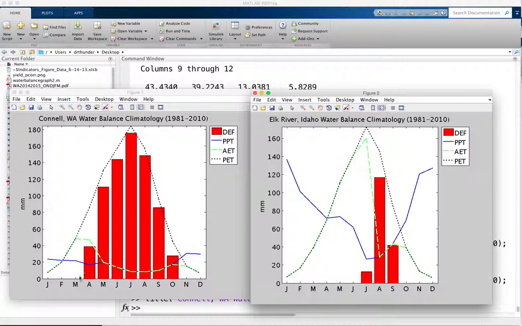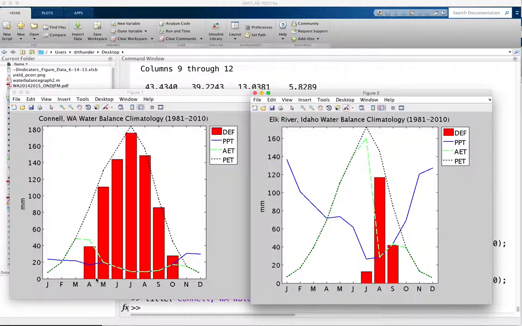The actual evapotranspiration is the green line. It's always less than or equal to the potential. And in places like Connell, it's actually far less than the potential. In fact, you start running into deficits, basically where your potential is greater than your actual evapotranspiration, in April. And so the red bars here are showing us the climatic water deficit, or basically the difference between the potential and actual evapotranspiration.